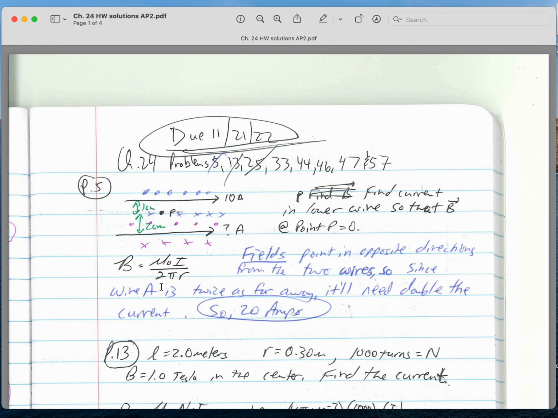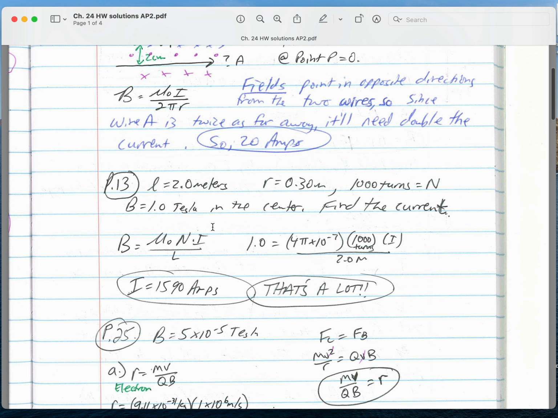You can see that magnetic field strength is directly related to current, inversely related to distance. So if this point P is twice as far from the bottom wire as the top wire, the current in the bottom wire should be twice as big. So without any real in-depth calculation, I can find that the current in the bottom wire will be 20 amps in order to get zero net field. It's not that there would be zero net force if there was a charge there, but there's zero net field at that point.